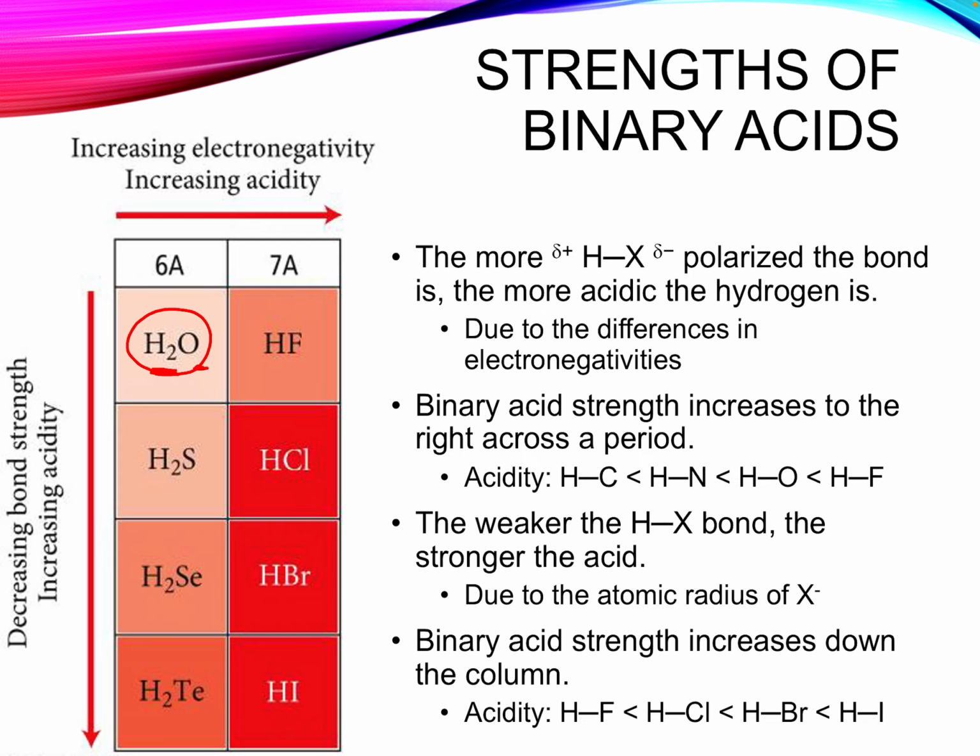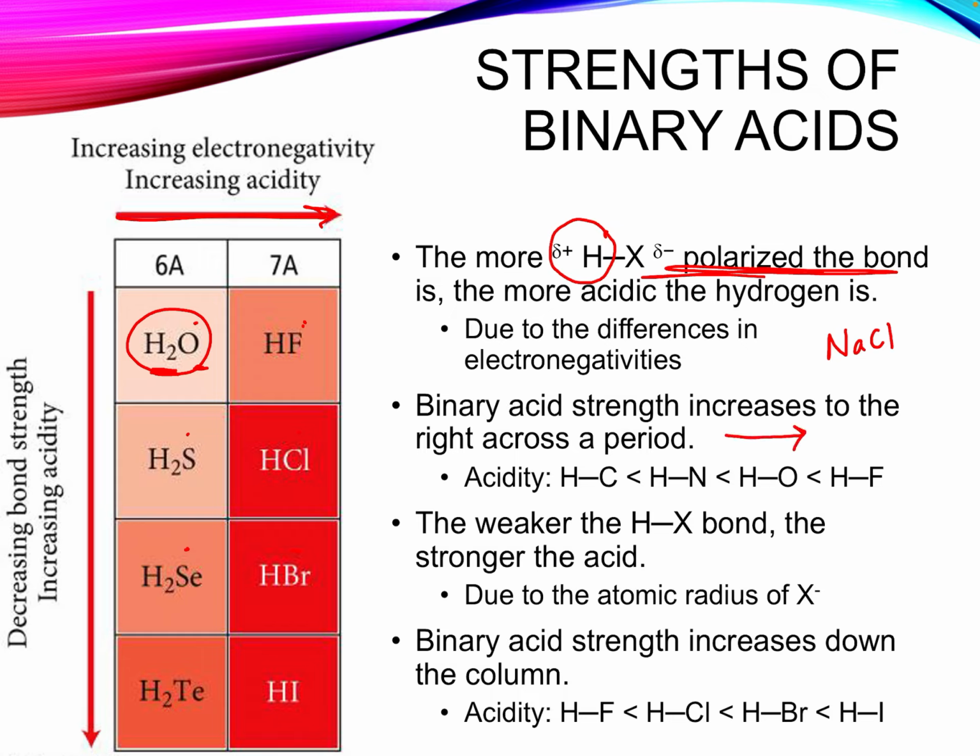As we increase the electronegativity difference between the hydrogen and the other atom, the hydrogen becomes more positive, the other atom becomes more negative, and essentially they become a little more like an ionic compound, right? And so that makes it easier to break that bond, and that will make it more acidic. Remember, more acidic means it is more likely for that hydrogen to be donated to water. So our binary acid strength increases going to the right across the period.